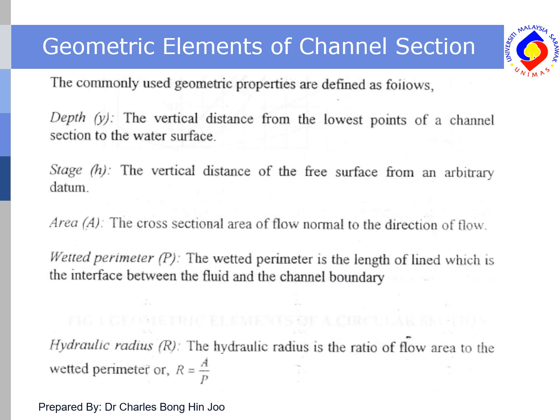Depth here is defined as the vertical distance from the lowest point of a channel section to the water surface. Stage is also a vertical distance, but it is referred to an arbitrary datum. Area is the cross-sectional area of flow normal to the direction of the flow, while wetted perimeter is the length of line which is the interface between the fluid and the channel boundary. Hydraulic radius is defined as the ratio of the flow area to the wetted perimeter, or in other words, R equals A over P.